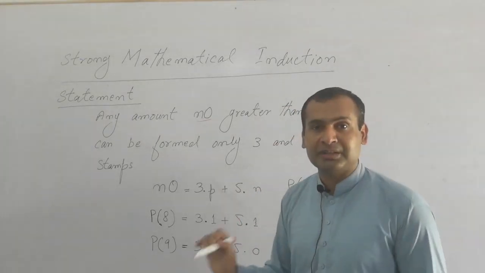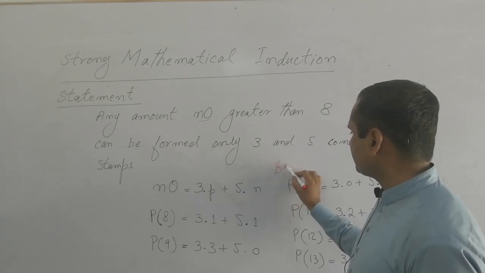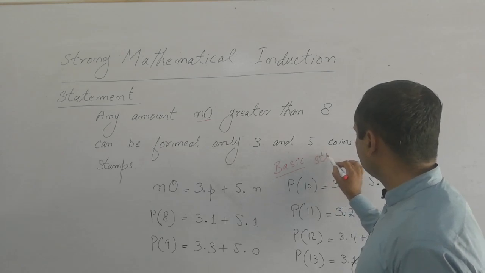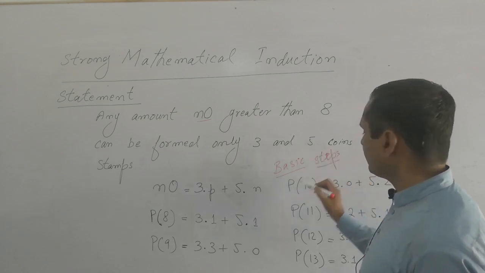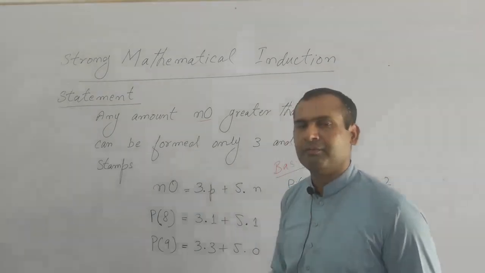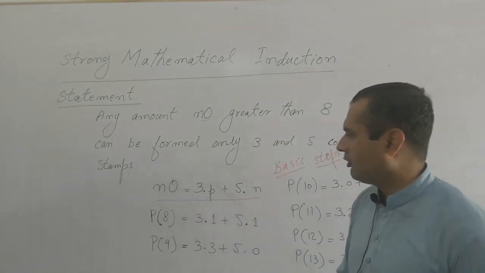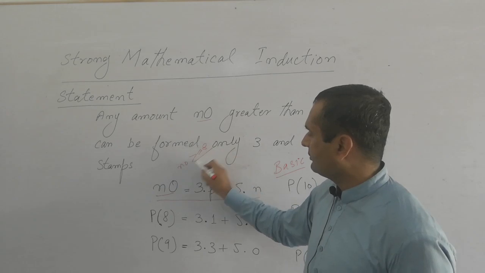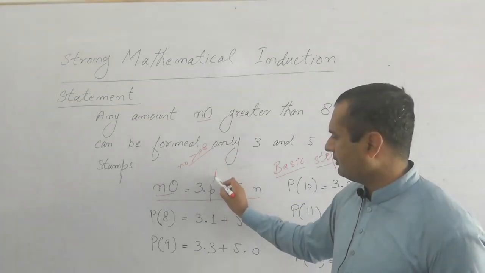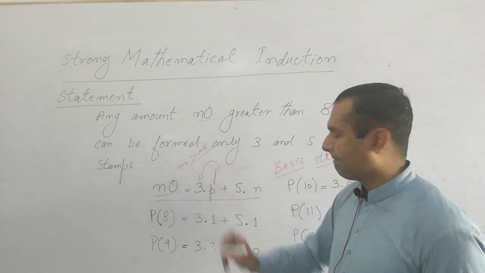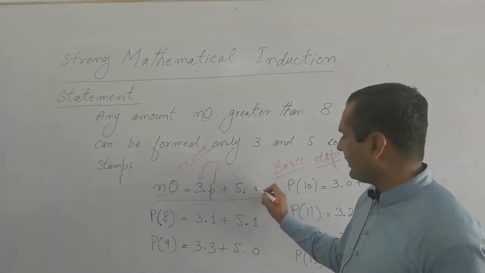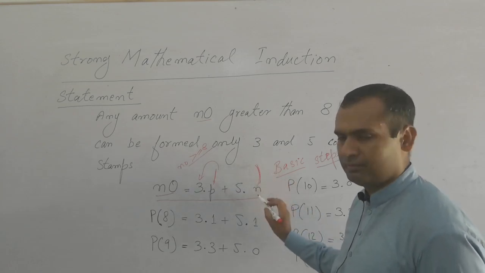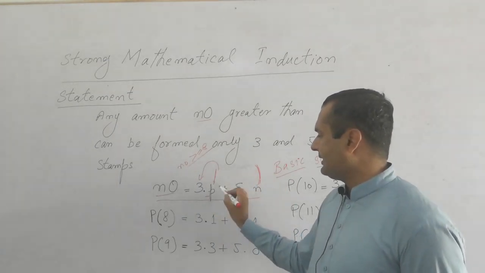So let's start with the basic steps. What are the basic steps? We need to give some constant values, starting from 8. But before that we need to discuss this general formula. Any amount n0 that is greater than or equal to 8 can be formed with any number p of 3 coin stamps and any number n of 5 coin stamps. It may be 0, 1, 2, 3 or 4. One is the frequency of this coin and p is the frequency of the other coin.